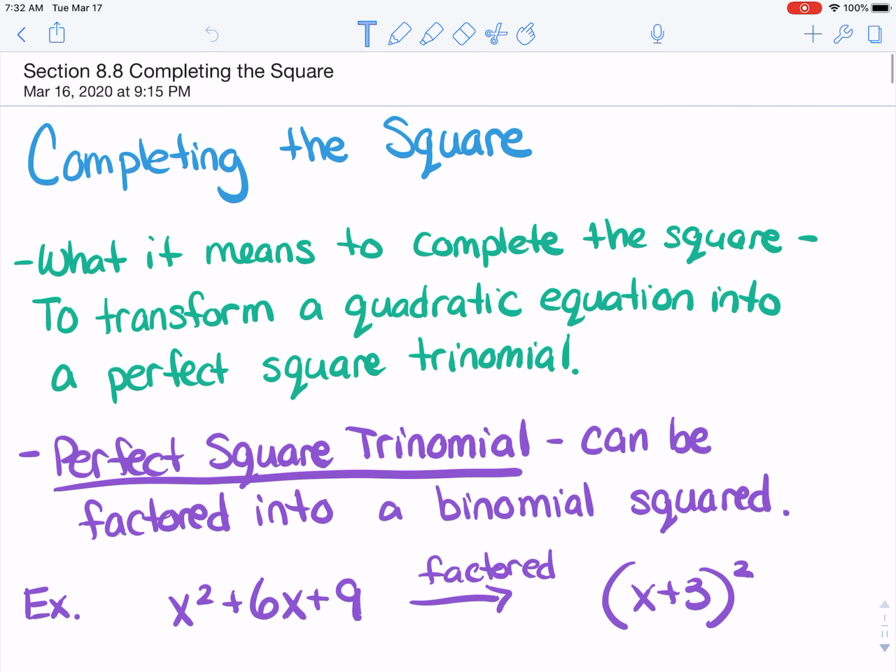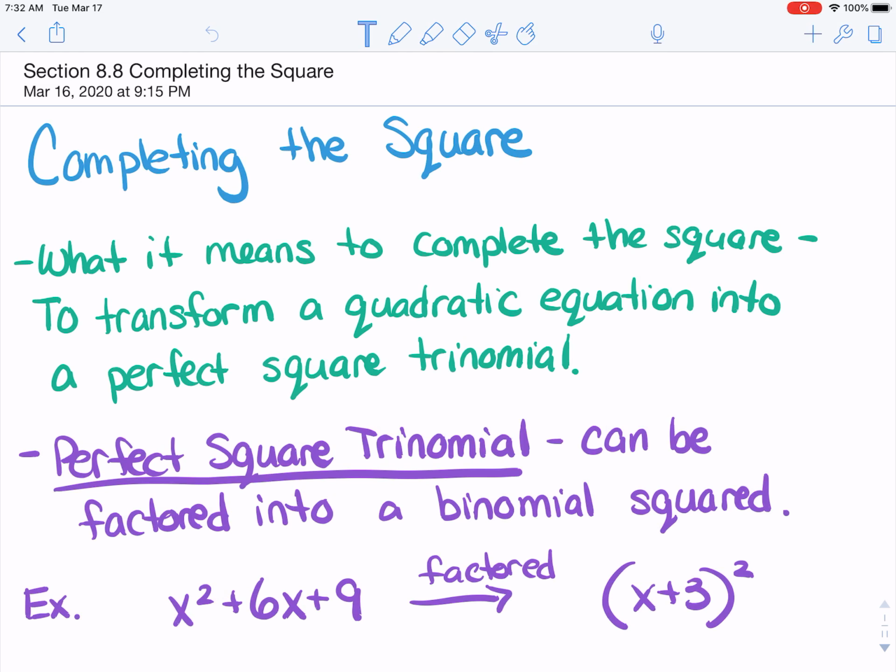Today's lesson is on completing the square. Basically, what it means to complete the square of a quadratic equation is to take that equation and transform it into a perfect square trinomial. This is now the fourth way that we've learned how to solve a quadratic equation.